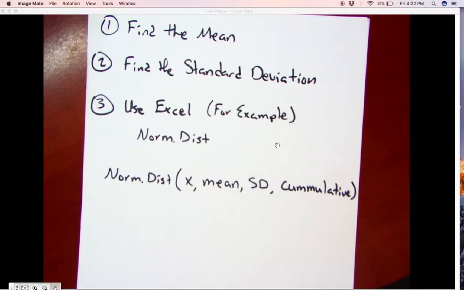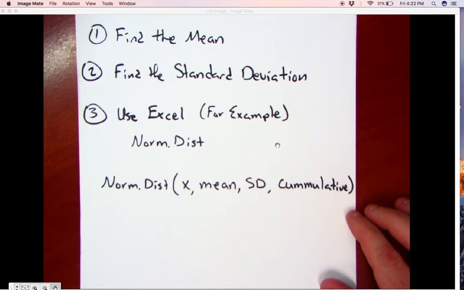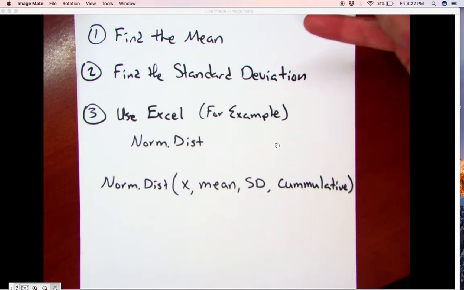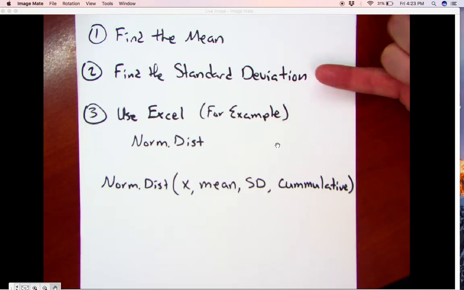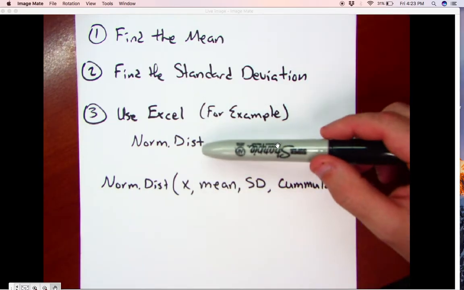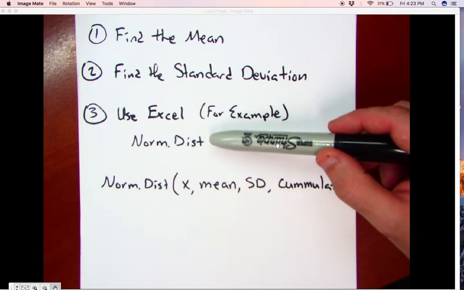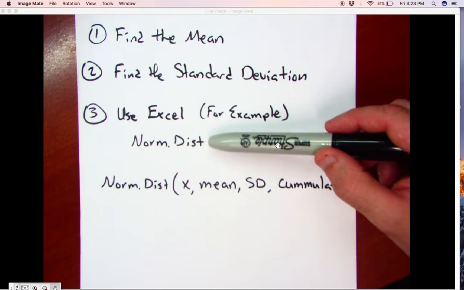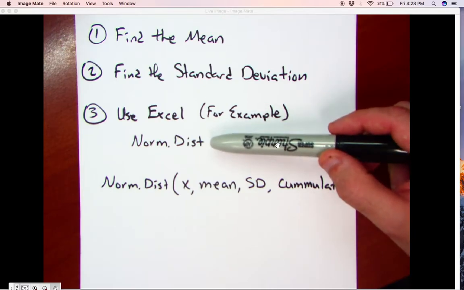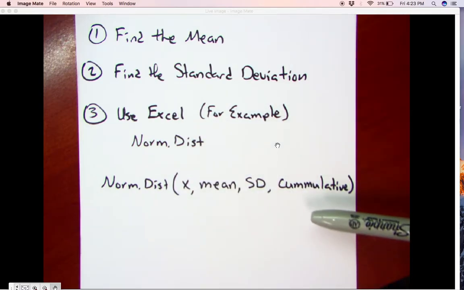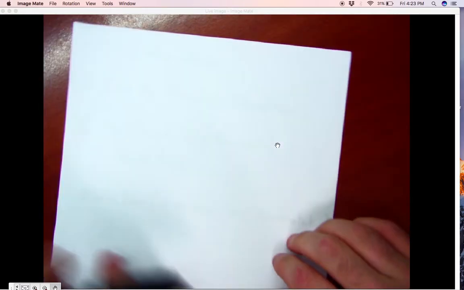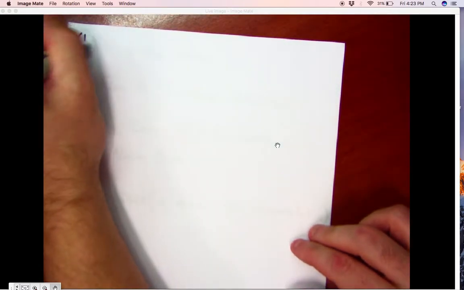So the process to solve this problem: first things first, we have to find the mean. We have to find the standard deviation, and then we use this code right here, NORM.DIST. That's the function we're going to use in Microsoft Excel, and we're going to go over that in just a little bit. And then this is the process to type in your information in Excel. Okay, so step 1, find the mean.